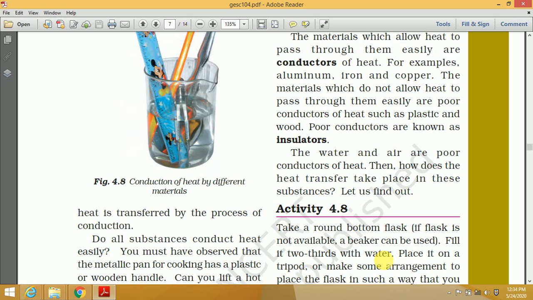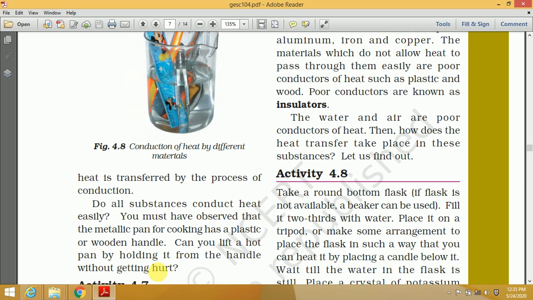So all the solids in which the heat can flow, they are called conductors of heat. So in all the solids in which the heat can flow, the heat will get transferred by the process of conduction. Do all the substances conduct heat easily? You must have observed that the metallic pan for cooking has a plastic or wooden handle. Can you lift a hot pan by holding it from the handle without getting hurt?